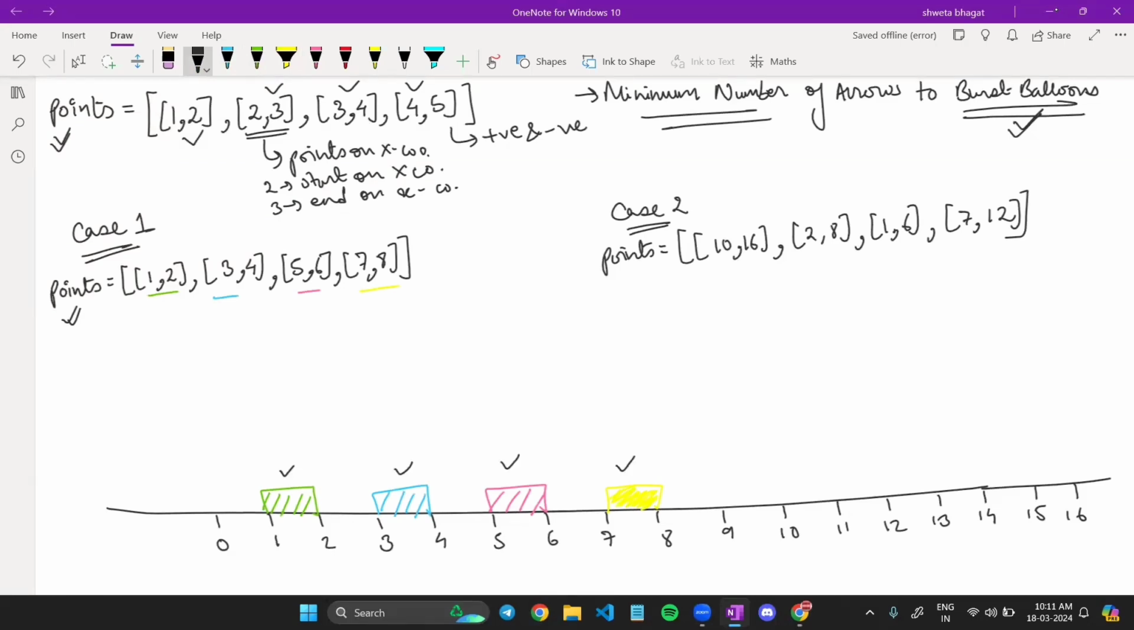So what could be the possible point x such that x is greater than or equal to the start and less than or equal to the end coordinate, right? So we need to find this x where we can shoot, right? Such that it's greater than or equal to start and less than or equal to end. So for the first balloon, what could be the possible values of x? The possible values of x could be 1 and 2.